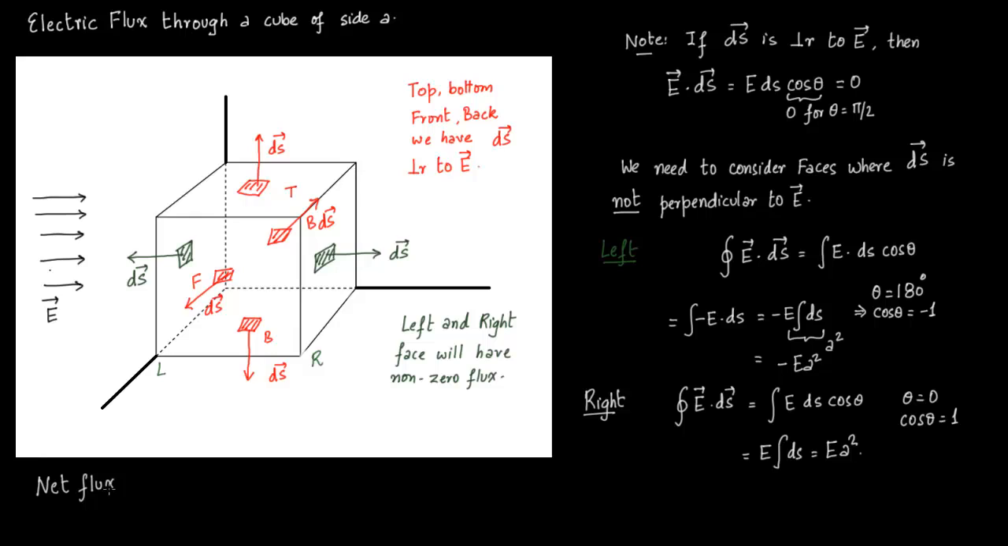So what is the net flux? Now the net flux is the sum of all the faces. So you take left face plus right face: minus E A squared plus E A squared. Then you take top face, bottom face, front and back. All of those have 0 flux because their surface area is perpendicular to the field. So even if you calculate the integral, you will take theta as pi by 2. Now you take the sum, it is 0. So the net flux through a cube of side A is 0.